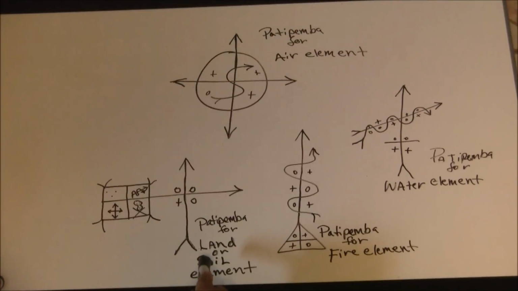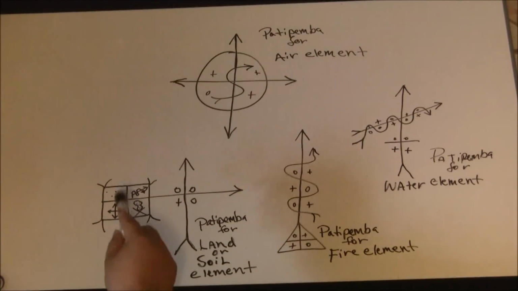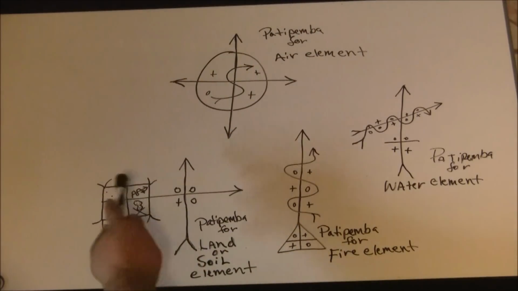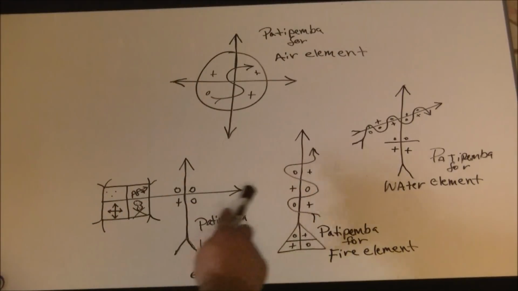And now we have the other Patipemba, that's for the land or soil element. And in here you could see how they have drawn the square. Inside of that square is where they put all the magical ingredients and powders. And by inserting these symbols, the cross and the zeros, are the sacred path where all this spell is going to travel through.